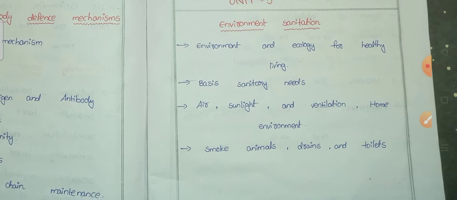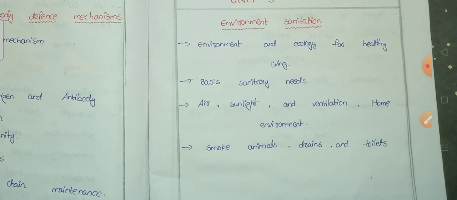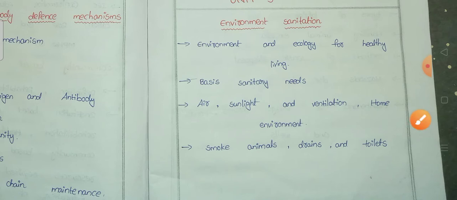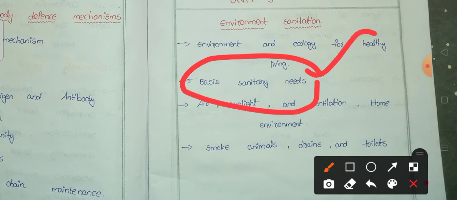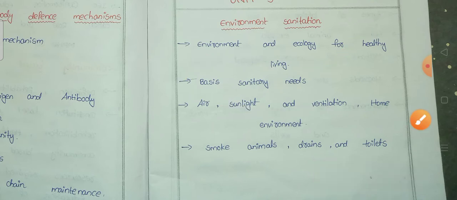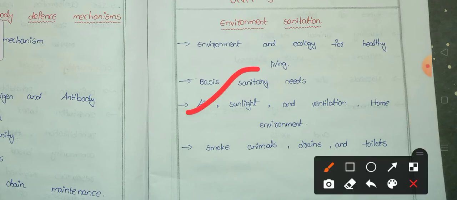First of all, moving on to the first subunit of the fifth unit, environment and ecology for healthy living. In this, basic sanitary needs, 2 marks questions they may ask. Importance of airborne diseases, importance of sunlight and ventilation, home environment, everything. Sometimes they may ask the importance of waterborne diseases and airborne diseases. Ventilation, types of ventilation, importance of ventilation, housing ventilation, water, and everything they may ask. Types of pollutants also they may ask.